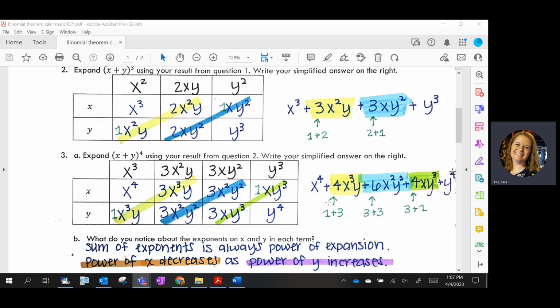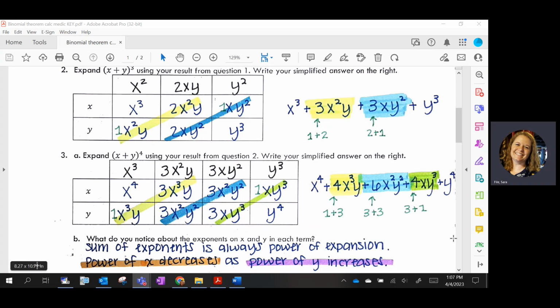If we look at number 3, this binomial was to the 4th power. It's a degree 4. We've got the 4th power. We've got a 3 and 1, a 2 and 2, a 1 and 3, and a 4. So for every term in that simplified form, the sum of the exponents is always the power of that expansion. Okay, so you may have noticed that.